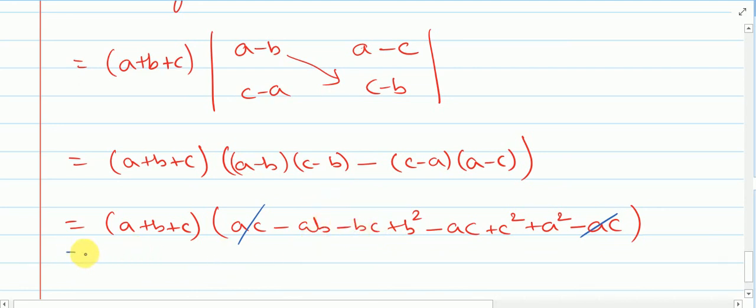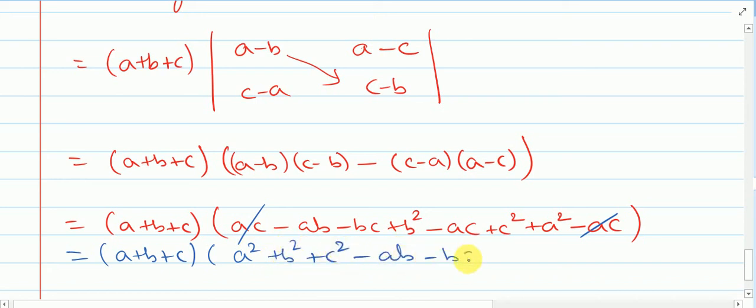So we are getting this a plus b plus c, and here a square plus b square plus c square minus ab minus bc minus ca. Okay, so this is the answer.